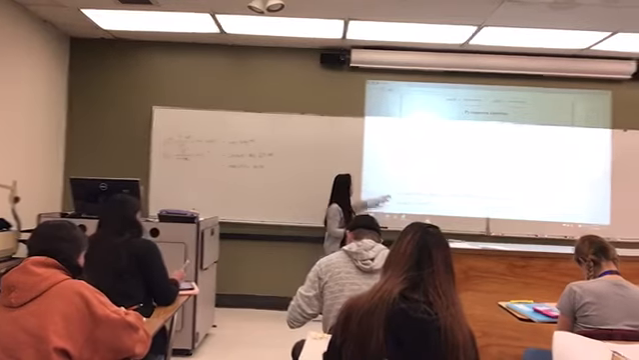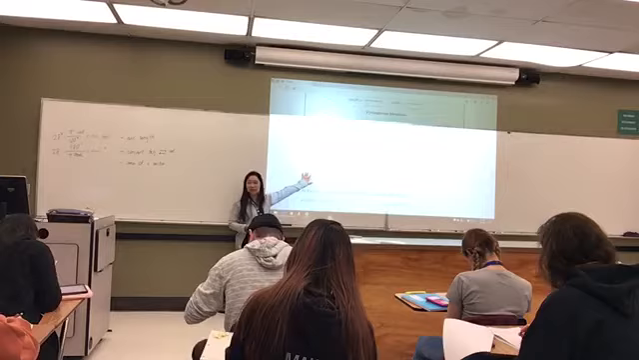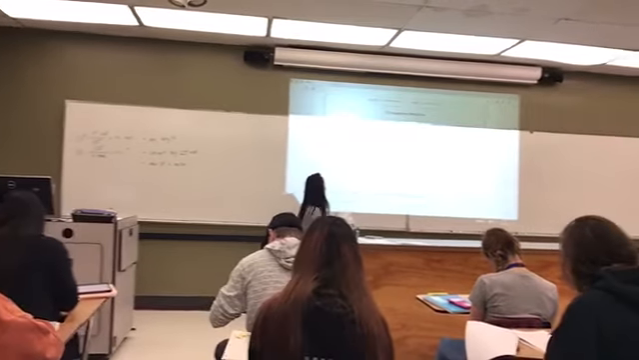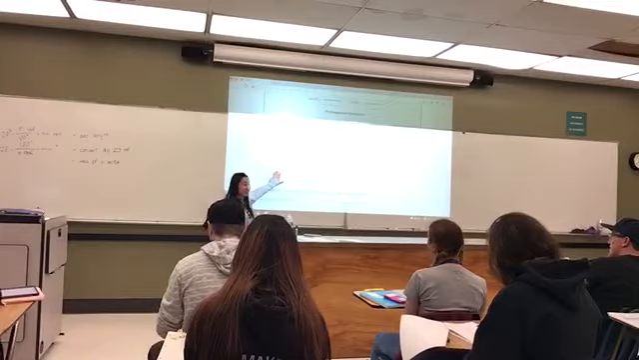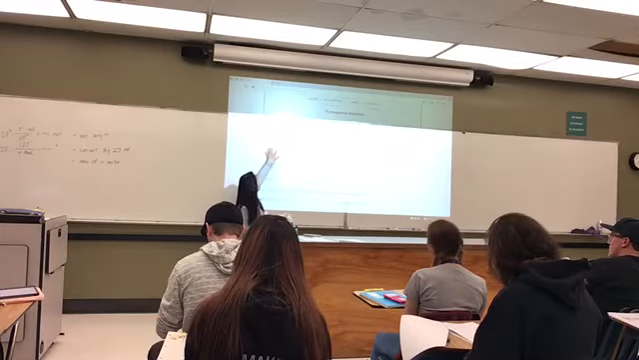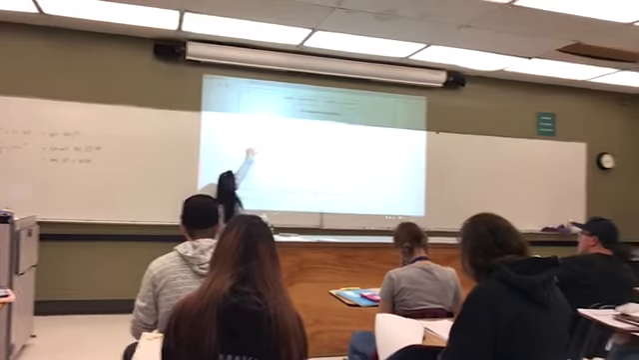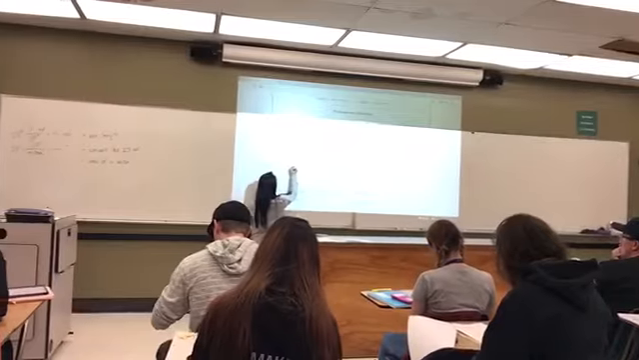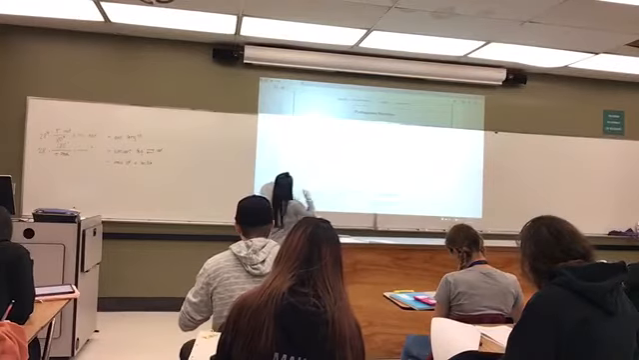Did anyone have a chance to figure out what cosecant in here equals? Yeah? 3. How do you get 3? Right, thank you. So in here, the reciprocal of cosecant would be sine. We have 1 over 3, so the reciprocal of it would be 3 over 1, which is 3.